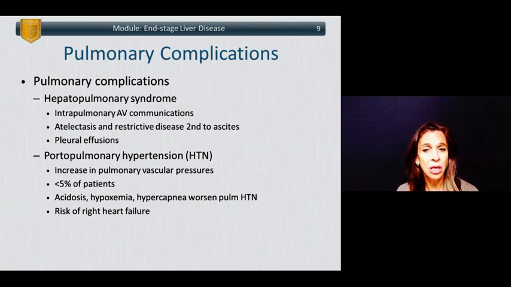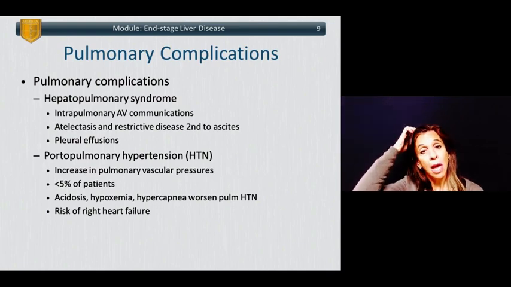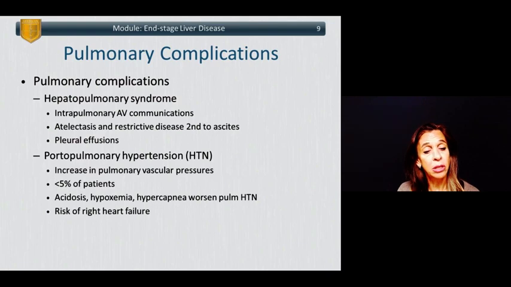Portopulmonary hypertension is one of the end-stage complications of liver disease and often results in death. This is due to an increase in pulmonary vascular pressures. It occurs in less than 5% of patients. It's associated with metabolic acidosis, hypoxemia, hypercarbia, and worsened pulmonary hypertension from the hypercarbia, the hypoxemia, and the acidosis. So it's kind of a vicious cycle. There's a risk of right heart failure in patients who have portopulmonary hypertension.